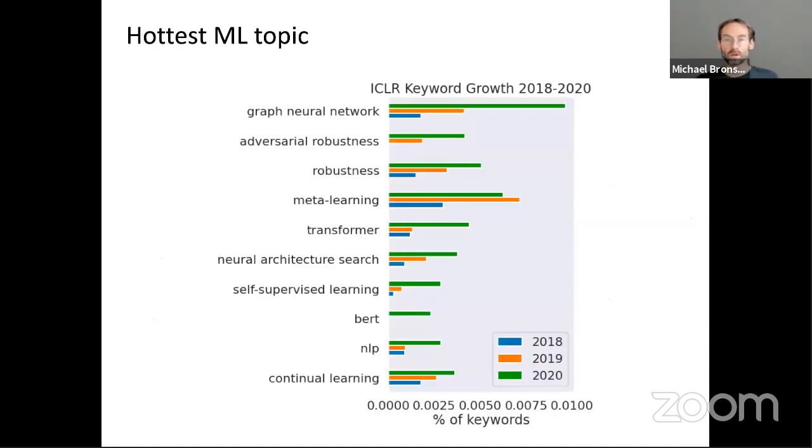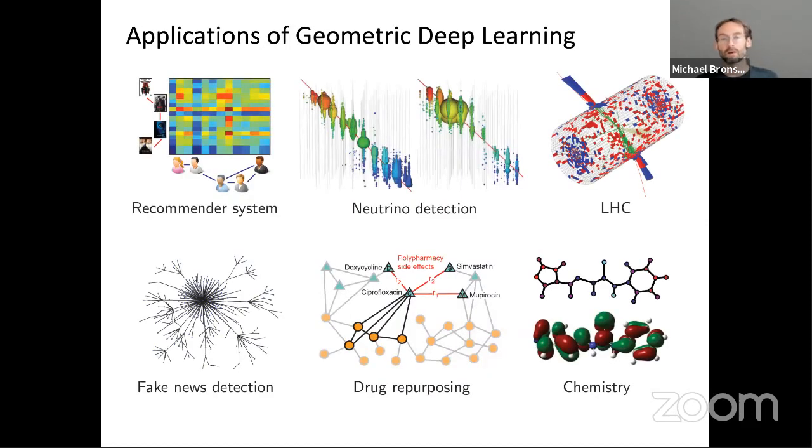So this is also one of the hottest topics in machine learning currently, at least judging by the submission statistics in these years. So graph neural networks, one instance of geometric deep learning, is extremely prominent, has grown vastly over the last couple of years. And you really find a lot of applications where graph neural networks and geometric deep learning have been used, from recommender systems to fake news detection to drug repositioning and computational chemistry.